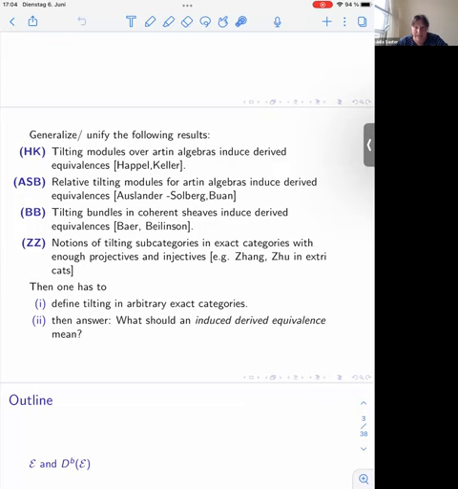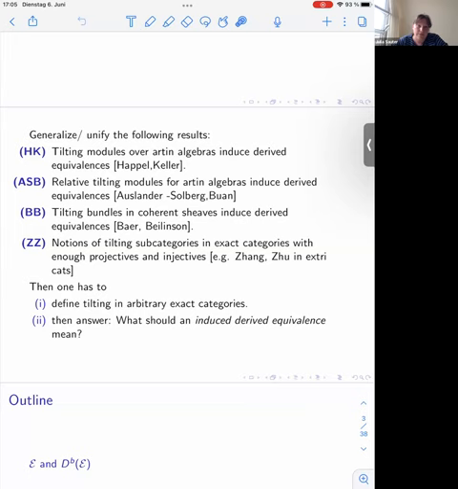And then the other situation I know is relative tilting modules for Artin algebras induce derived equivalences. And again, the relative tilting modules were defined by Auslander-Solberg in a sequence of papers, in their second paper, where they introduce relative exact structures for Artin algebras. And Buan in his PhD proved that they induce derived equivalences. And the third situation is tilting bundles in coherent sheaves inducing derived equivalences. The tilting bundles were defined by Baer, Dagmar Baer. And the most famous example of a tilting bundle which induces a derived equivalence is due to Beilinson on P^n.